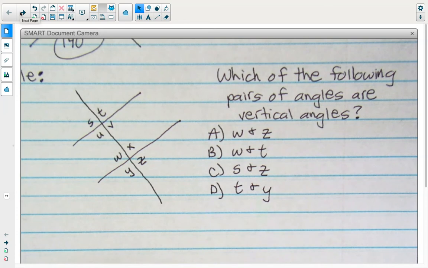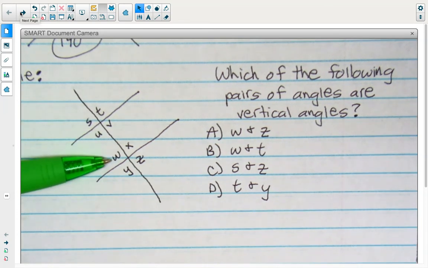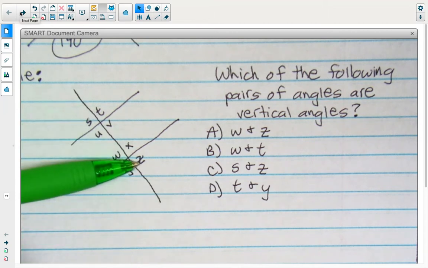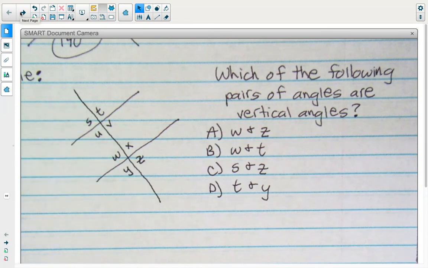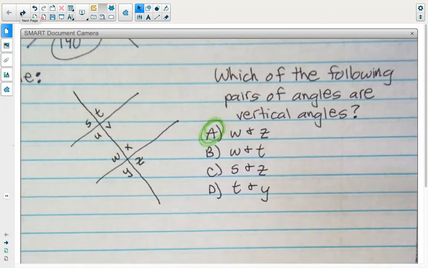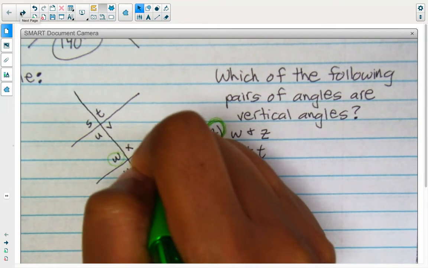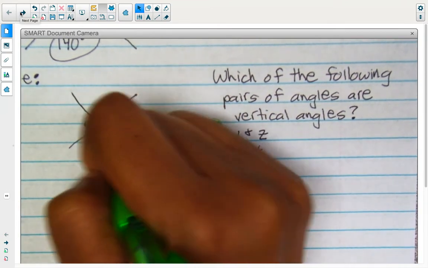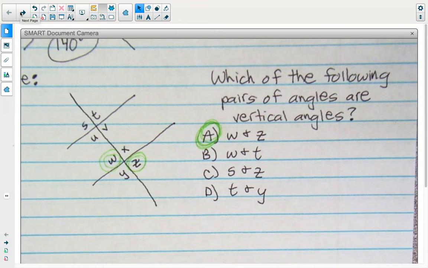W and T. This is W right here, and T is way up there. So they definitely are not vertical angles. S and Z. S is up here, and Z is down here. So they are not vertical angles. And then T and Y. T is up here, and Y is down here. So the answer to this one is A. And I know that because W and Z are right across from one another.